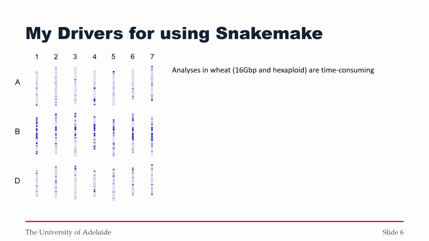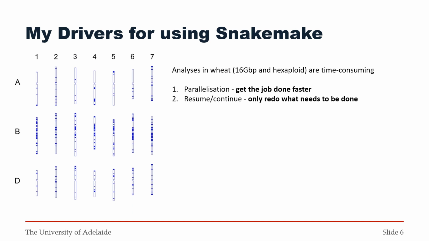But more generally, my big drivers for using something like this is that a lot of my research is done in wheat, which, for those who don't know, is a 16 gigabase pair hexaploid. So any analyses in wheat can be very time consuming. So you want to parallelize tasks to get jobs done faster as much as possible. If a task fails, you only want to redo those that actually failed and not have to redo things that didn't. And so having a workflow system that's able to do that is really beneficial.